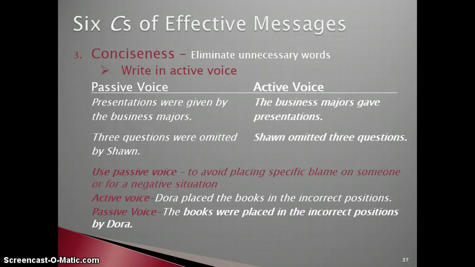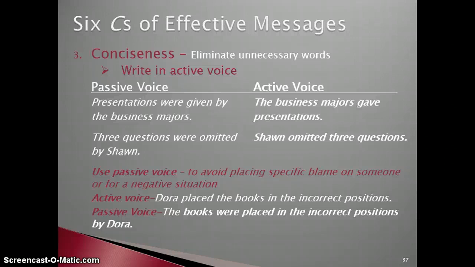A fourth way to have conciseness in your messages is to write in the active voice. The passive voice shows the subject receiving the action and usually makes longer sentences. Active voice, the subject of the sentence performs the action. So rather than saying, presentations were given by the business majors, put the subject before the verb. Active voice, the business majors gave presentations. Rather than saying 3 questions were omitted by Sean, say Sean omitted 3 questions, the subject before the verb.